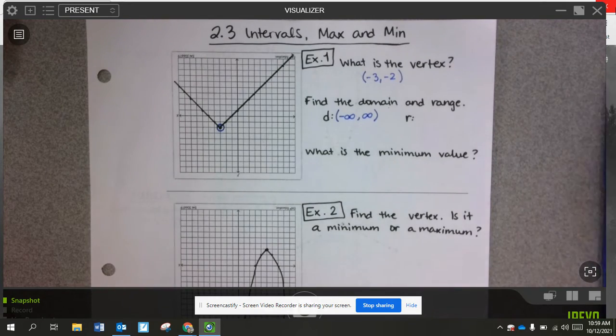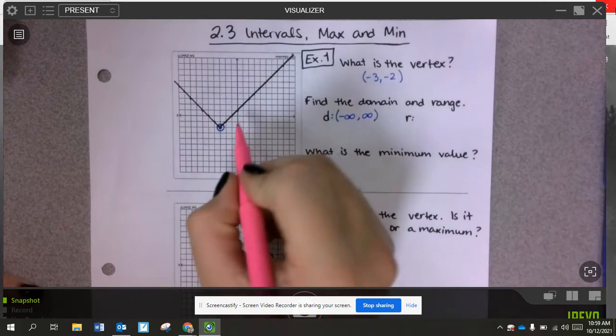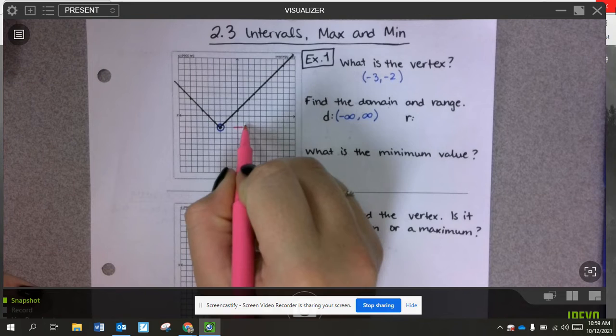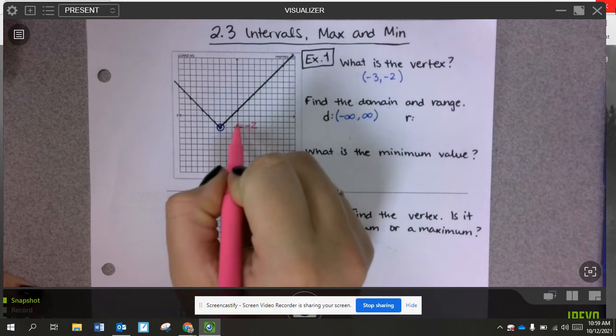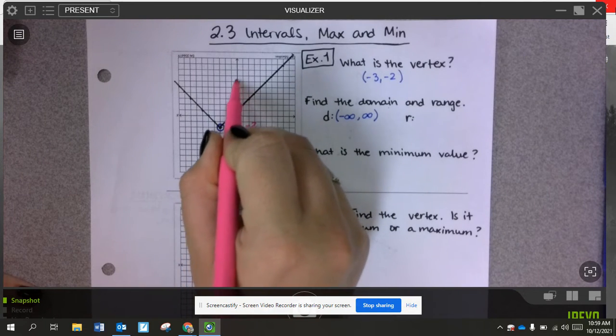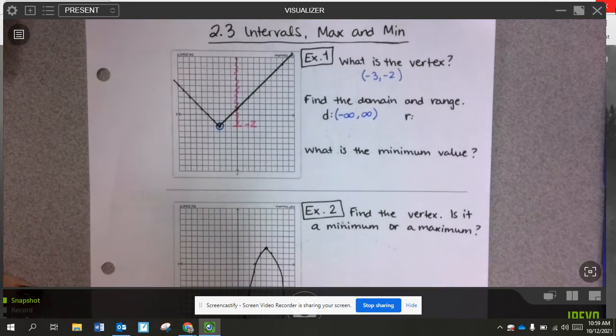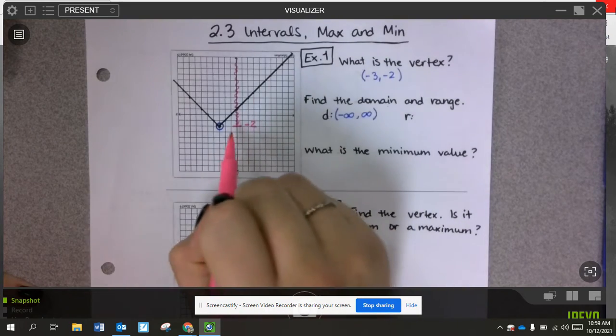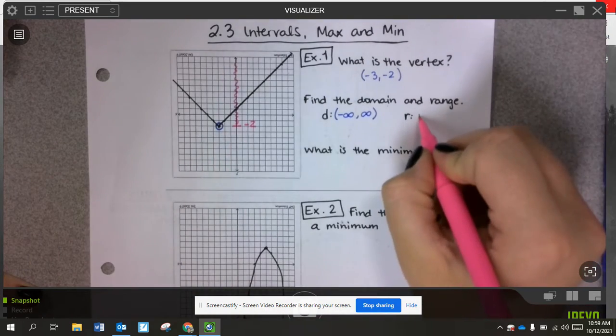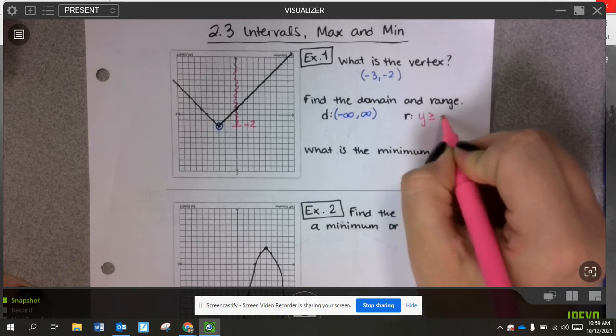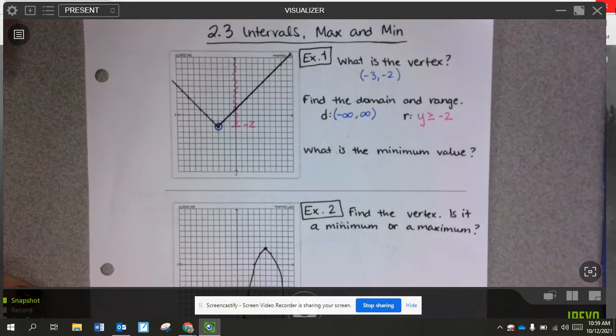Range is all of your possible y values. And you'll notice our graph kind of stops right here at -2. And then everything above -2 is included in our range. We're allowed to include all of those y values. So y has to be greater than or equal to -2.